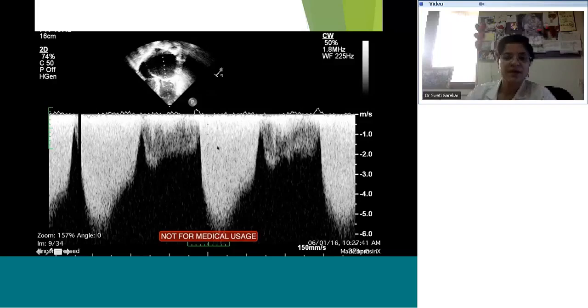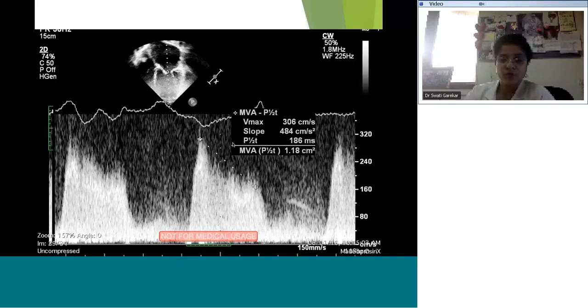And here is the outflow signal. So see how, not outflow, sorry. This is again across the mitral inflow, but the regurgitant, the MR signal, very, very dense. So goes in favor of severe mitral regurgitation.